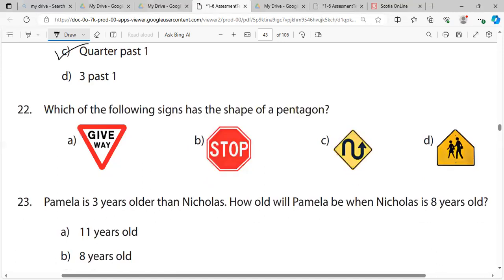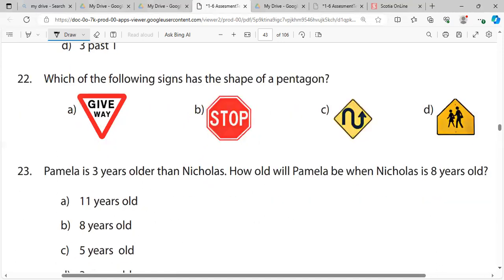Alright. Which of the following signs has the shape of a pentagon? So a pentagon would have 5 sides basically. So this would be technically a triangle. Let me see how many these have. 1, 4, 5, 6. This is a hexagon. This has 1, 2, 3, 4. So it has to be this. Let me check it just to be sure. 1, 2, 3, 4. Alright, so that's a pentagon.